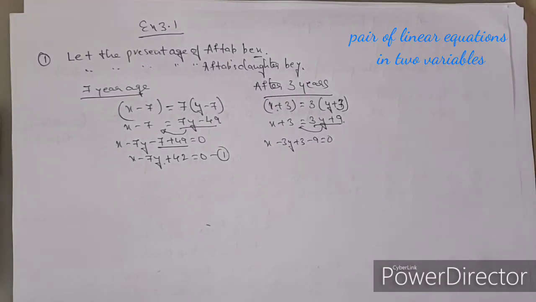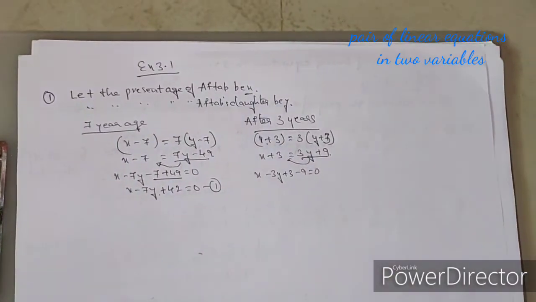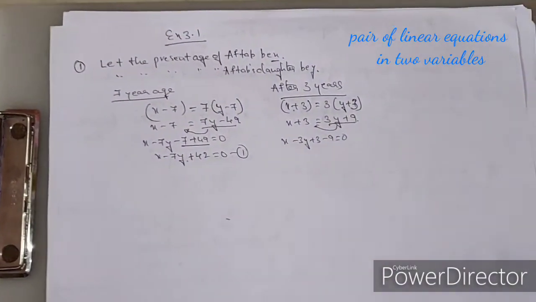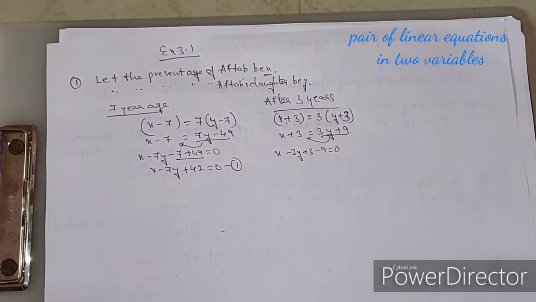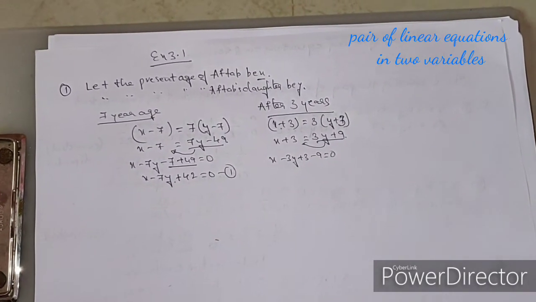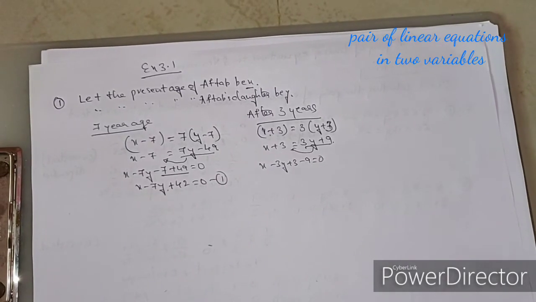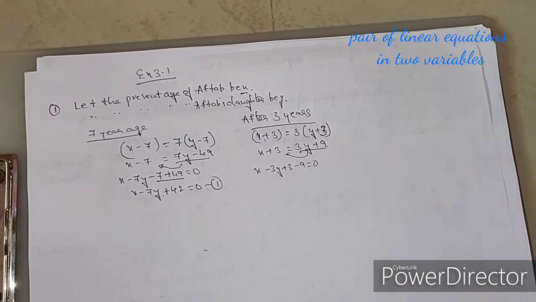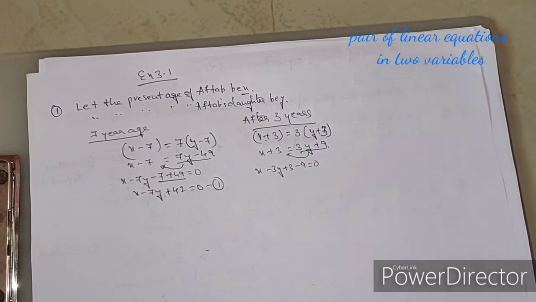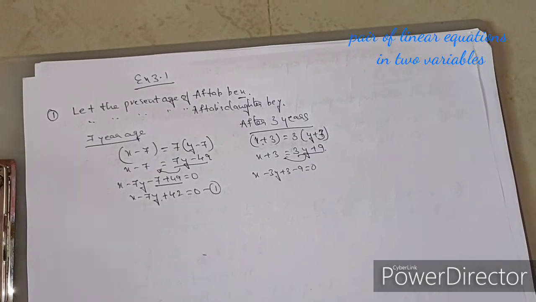Let us solve the difficulties of exercise 3.1. Let me read out the question. Aftab tells his daughter, 7 years ago, I was 7 times as old as you were then. Also 3 years from now, I shall be 3 times as old as you will be. Isn't it interesting? Represent this situation algebraically and graphically.